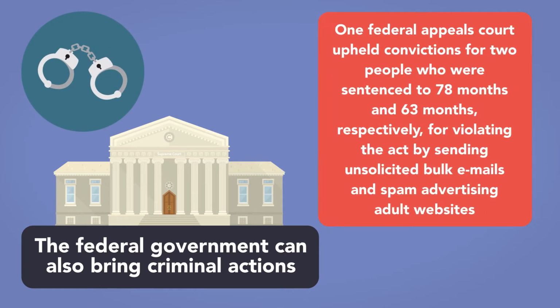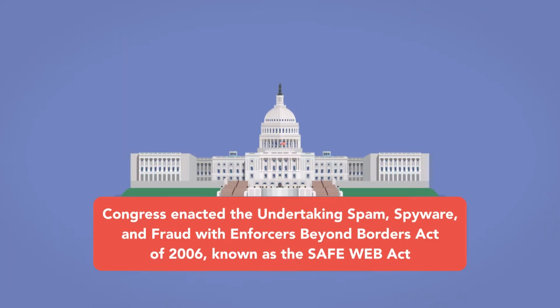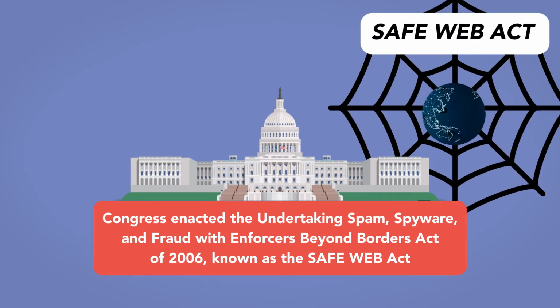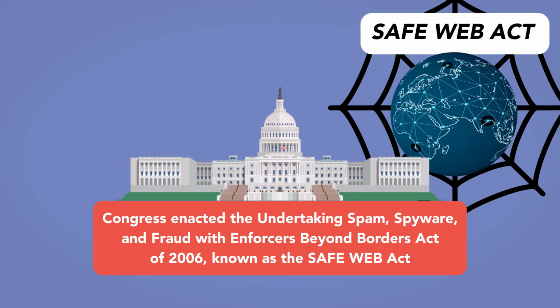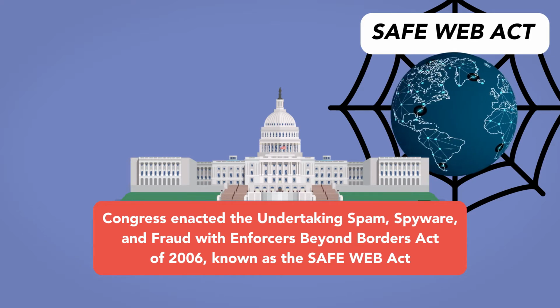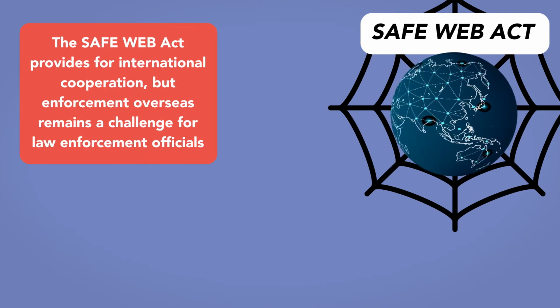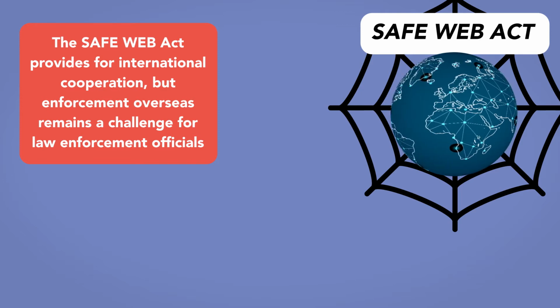One federal appeals court upheld convictions for 2 people who were sentenced to 78 months and 63 months, respectively, for violating the act by sending unsolicited bulk emails and spam advertising adult websites. Third, Congress enacted the Undertaking Spam, Spyware, and Fraud with Enforcers Beyond Borders Act of 2006, known as the Safe Web Act, to strengthen the FTC's ability to enforce federal laws outside of the United States. The Safe Web Act provides for international cooperation, but enforcement overseas remains a challenge for law enforcement officials.